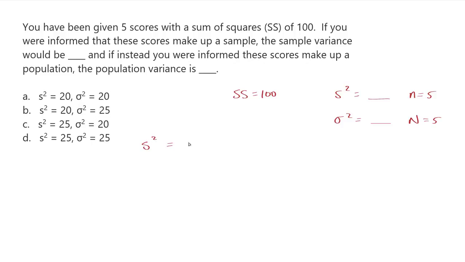When I've got a sample variance, my formula is sum of squares over little n minus 1. So this is 100 over 5 minus 1, that's 4. I've got 25 is my answer.